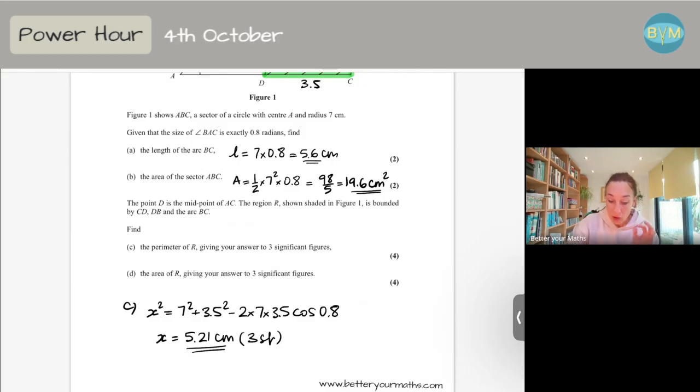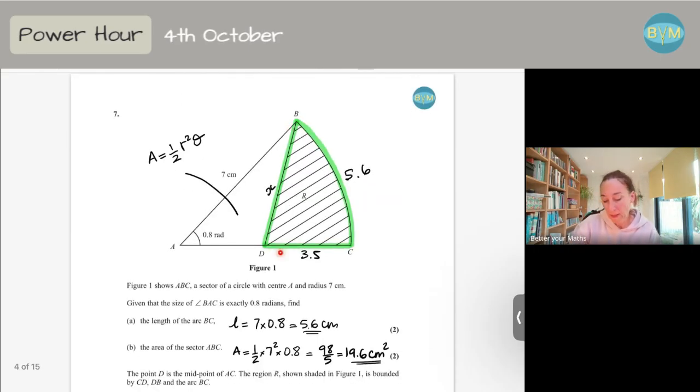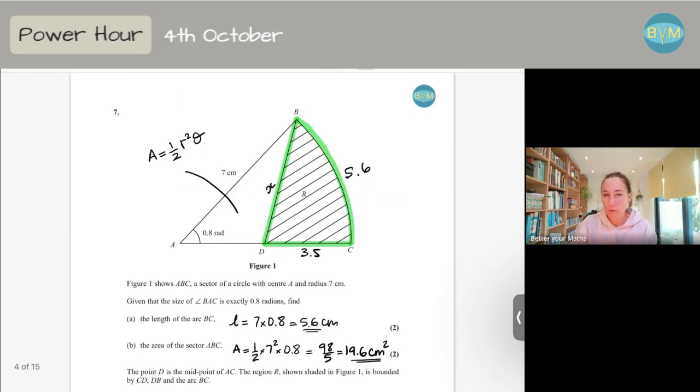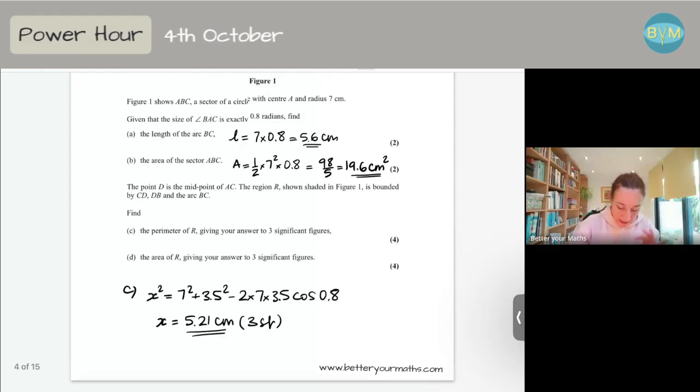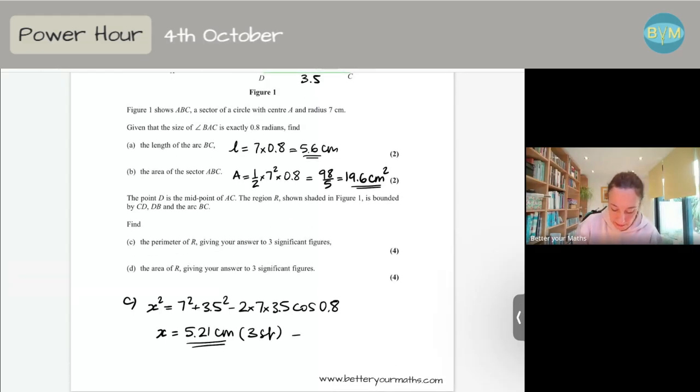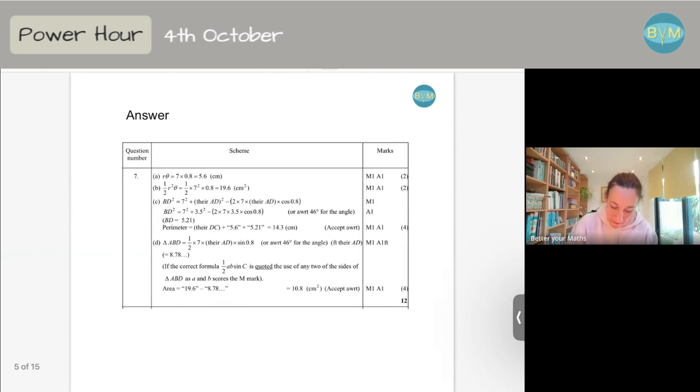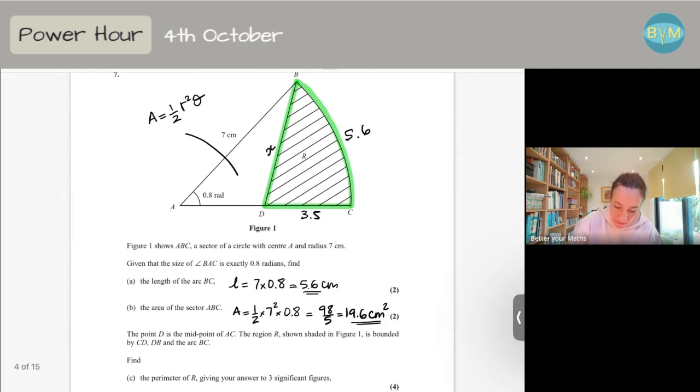So cosine rule, don't disconnect these questions. The cosine rule and sine rule, you will use them in many geometric problems. It doesn't need to be exactly just a triangle. It could be part of this question. Now, we have to find, sorry, that's x, that's not the whole thing. So the perimeter is going to be that 5.21 plus the 5.6 that we found, plus the 3.5.